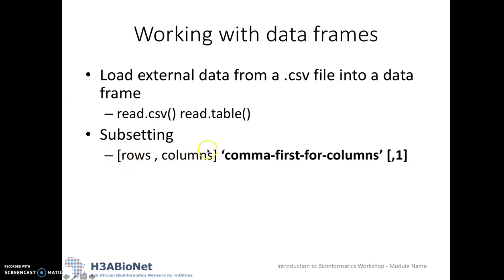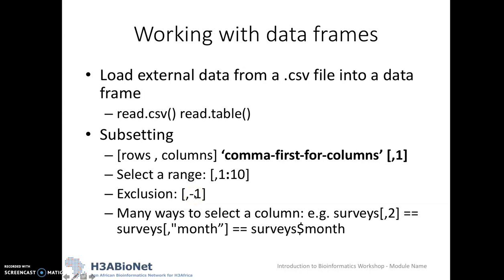So we use the square brackets for that, and one way to remember which side your columns and your rows are: comma first for columns. So your columns are always on the right hand side of your comma. We can also select a range, like this example over here, and we can exclude specific columns by using the minus operator. And there's several ways to select a column. So you can either use the numeric index of that column, or you can call it by name with the inverted commas as well as the comma. Or what I most commonly use is you can use the dollar operator just to call up that specific column.